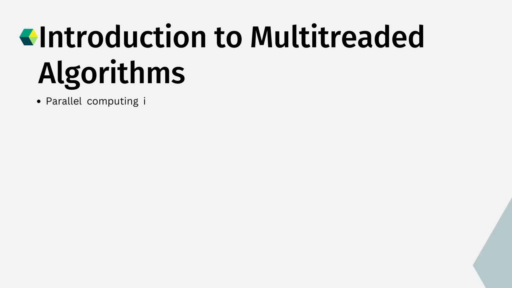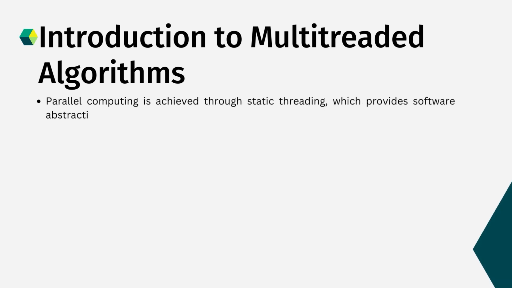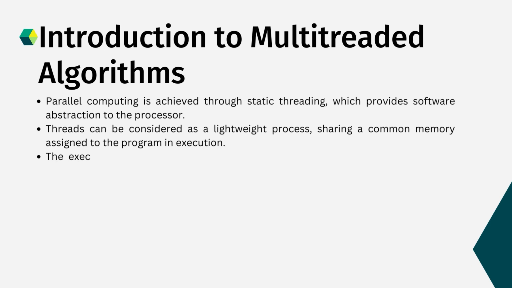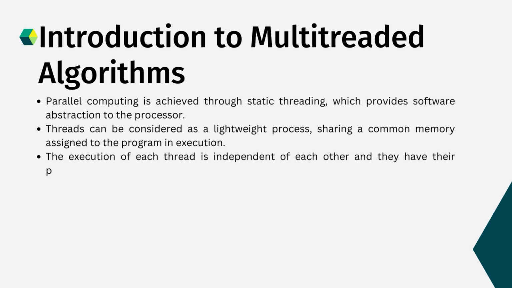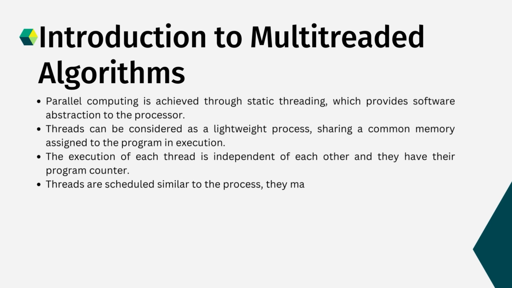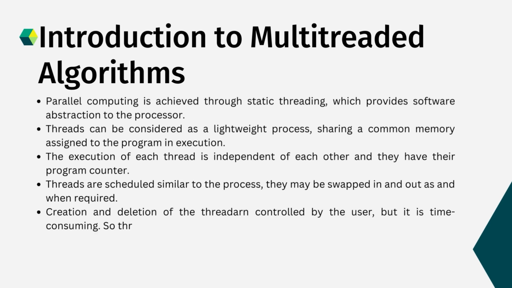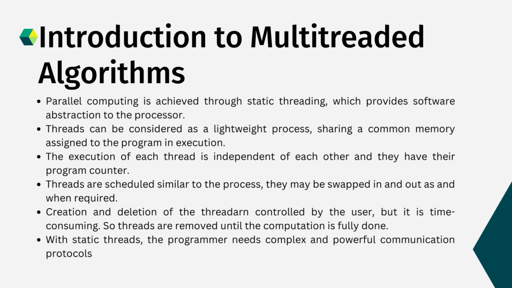Introduction to multi-threaded algorithms. Parallel computing is achieved through static threading, which provides software abstraction to the processor. Threads can be considered as a lightweight process, sharing a common memory assigned to the program in execution. The execution of each thread is independent of each other and they have their own program counter. Threads are scheduled similar to the process. They may be swapped in and out as and when required.